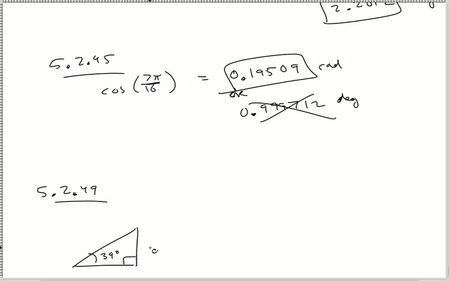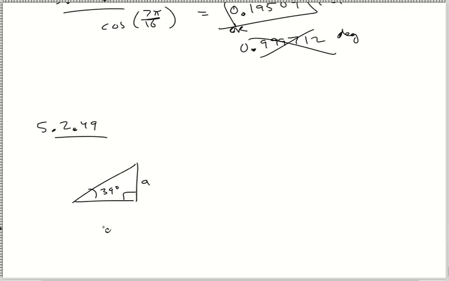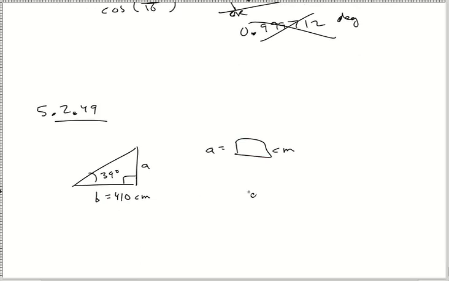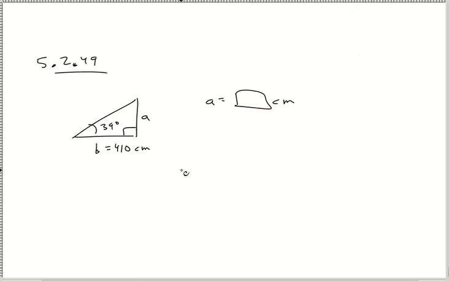I got 39 degrees. I got a little A, and I got a little B that says 410 centimeters. And they say find A in centimeters. Okay. I need to find A, and I'm thinking Pythagorean Theorem or something. Well, I'm missing A. I'm also missing the hypotenuse. I got very little information.